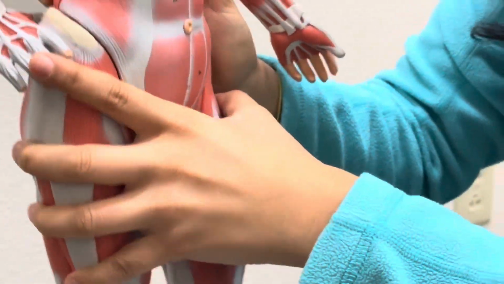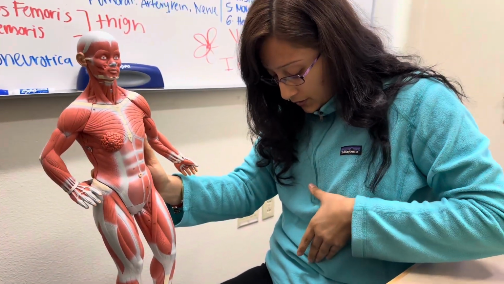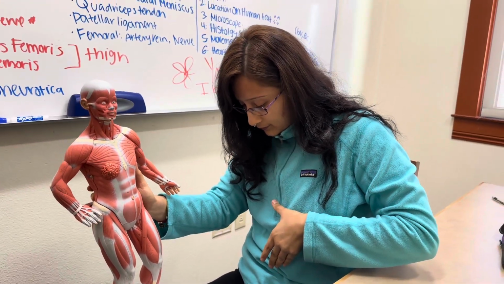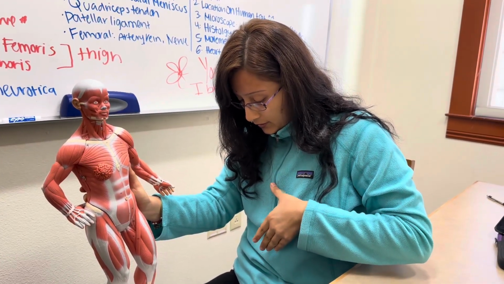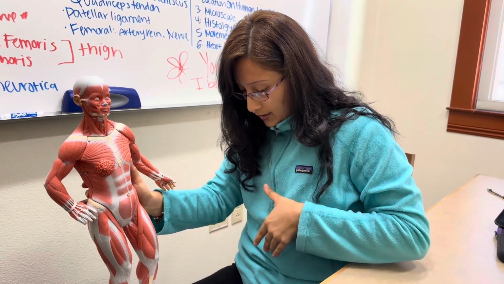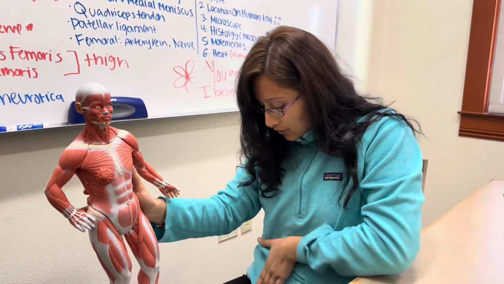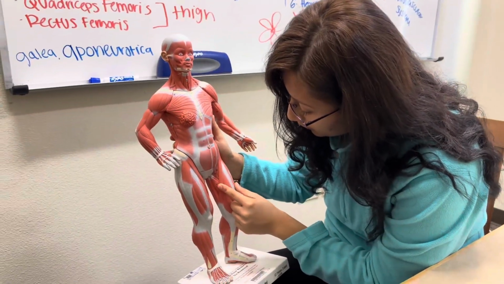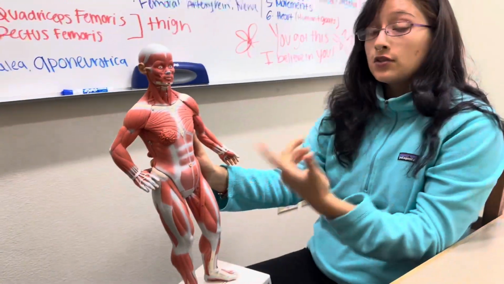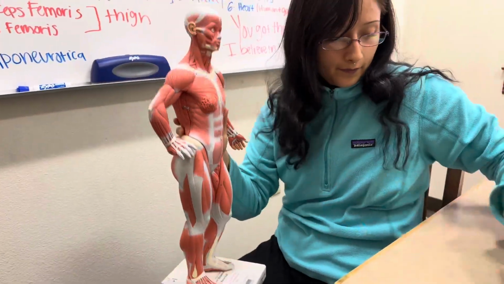The iliopsoas basically originates from the iliac fossa of the ilium, and also the thoracic vertebra 12 all the way to the lumbar vertebrae 1, 2, and 3, and it goes down all the way to the lesser trochanter of the femur, and what it allows you to do is to flex the hip. So you're able to flex the hip.